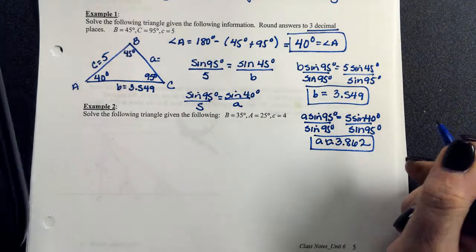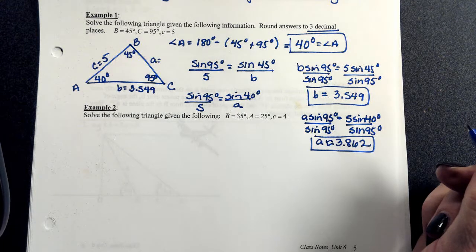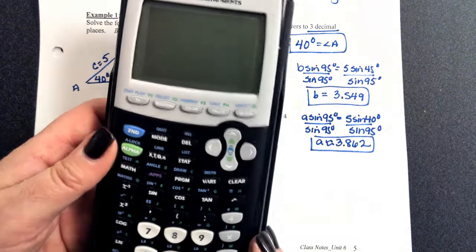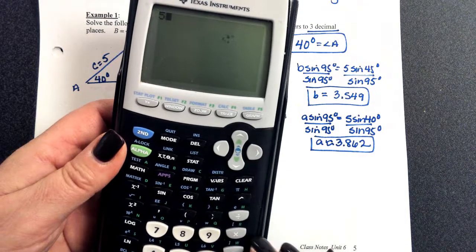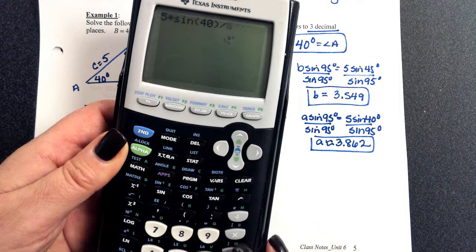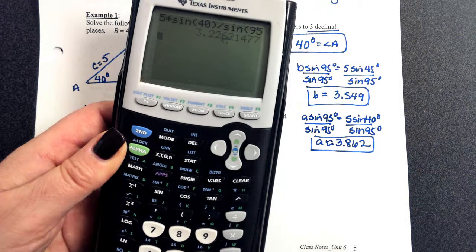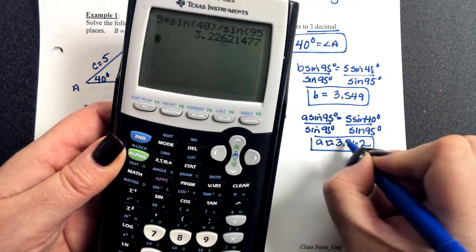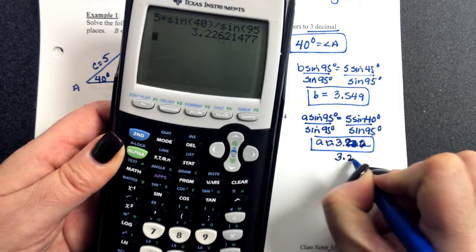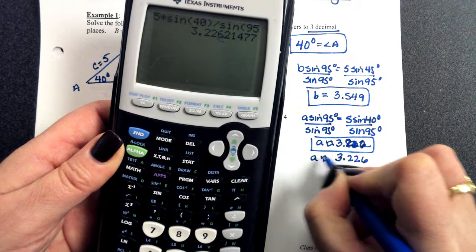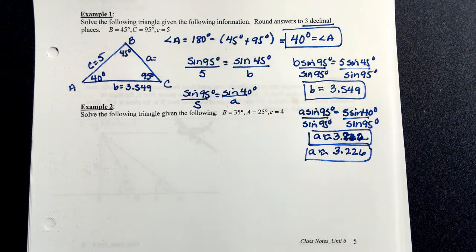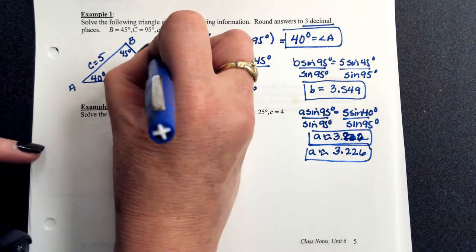Yep. Did I do what? Oh, 409. Oh, yes. Hold on. Yeah, you're absolutely right. That'll be 5 times the sine of 40 divided by the sine of 95. That'll make a difference. 3.226. Thank you. If you could type in the calculator. So 3.226. Okay? So then side A is about 3.226.